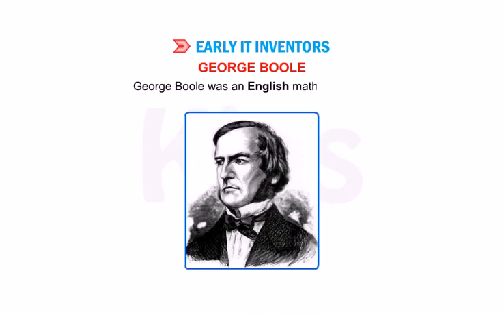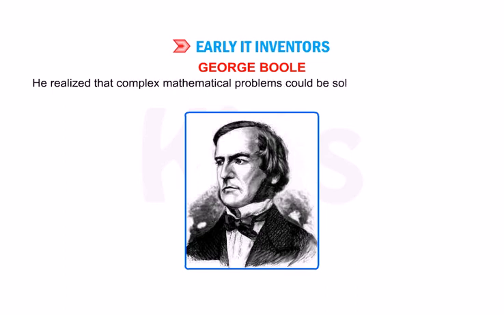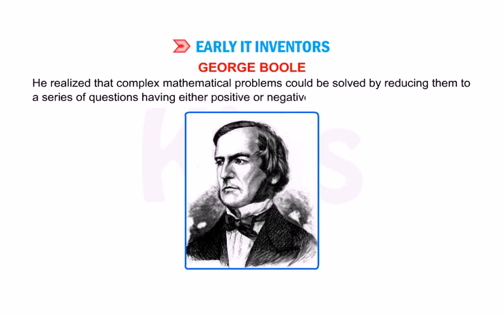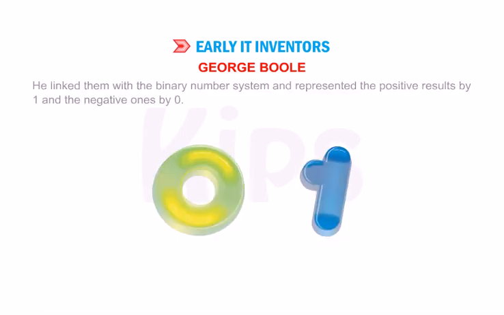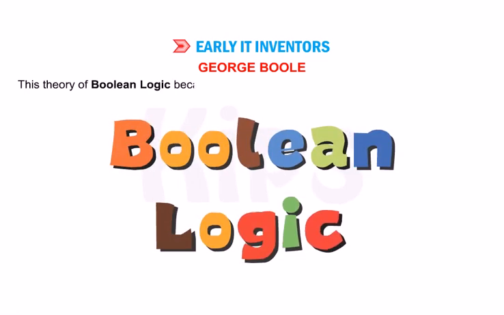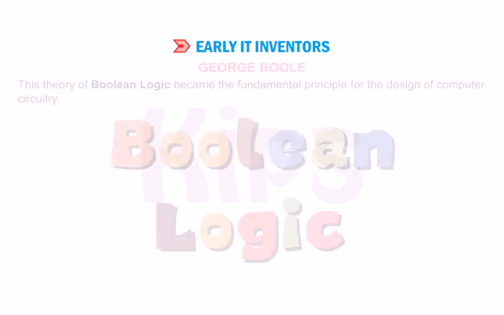George Boole. George Boole was an English mathematician. He realized that complex mathematical problems could be solved by reducing them to a series of questions having either positive or negative answers. He linked them with the binary number system and represented the positive results by 1 and the negative ones by 0. This theory of Boolean logic became the fundamental principle for the design of computer circuitry.